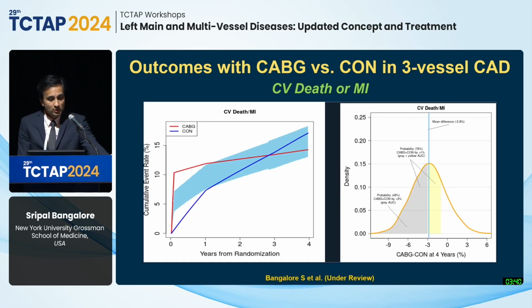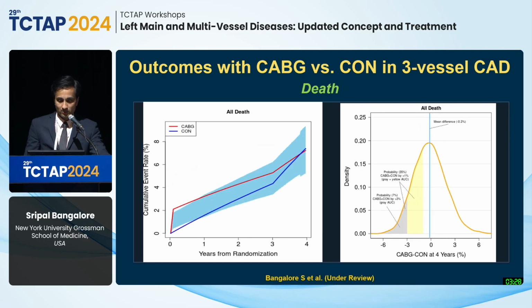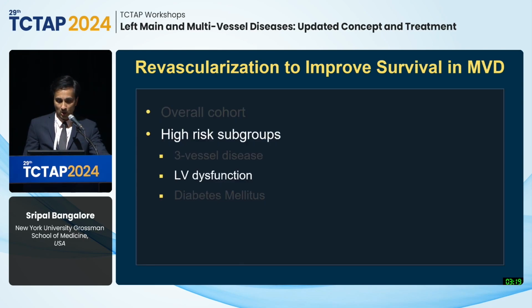What about CABG versus conservative strategy for the endpoint of CV death or MI? Again, you can see there is an upfront risk with CABG, with late separation. The probability that CABG will reduce CV death or MI by at least 1% is around 76%. But if you look at the endpoint of death, the probability that there is a reduction in death, even in the triple vessel disease group of patients, is very small.